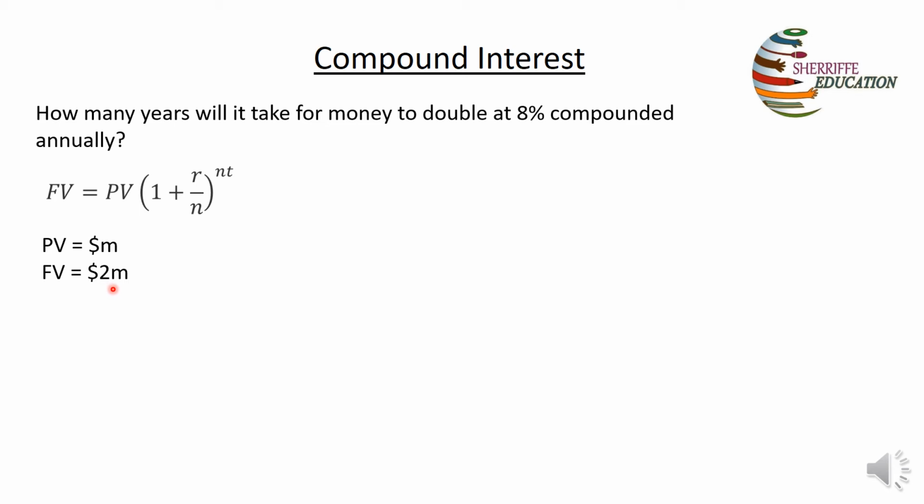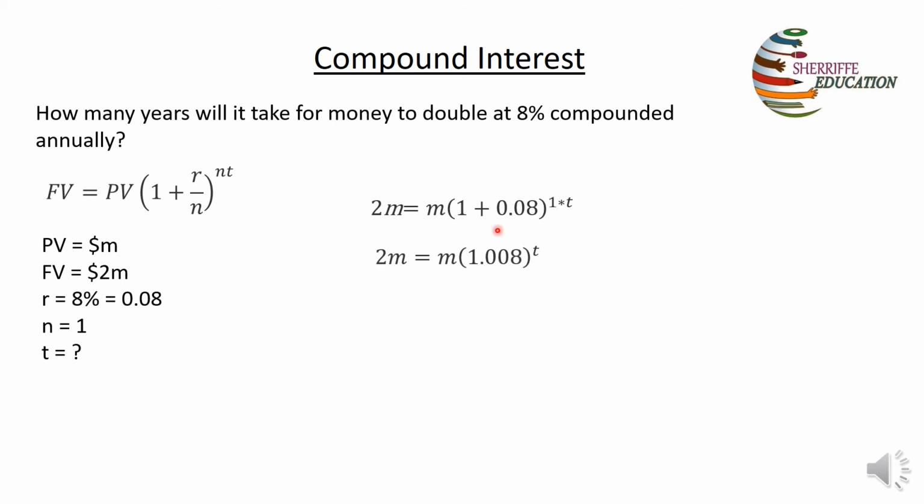So likewise, in this case, our present value is M, so when it is doubled, it will be 2M. We also have R, which is 8%, and this converted to a decimal is 0.08. N is equal to 1 since it's compounded annually, and T is unknown. Now we substitute this in our formula, and that gives 2M is equal to M times 1 plus 0.08 raised to 1 times T. Now this would be 0.08 divided by 1, which will just give us 0.08. Now we have 2M is equal to M times 1.008 raised to the T.